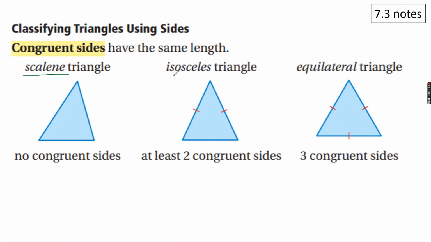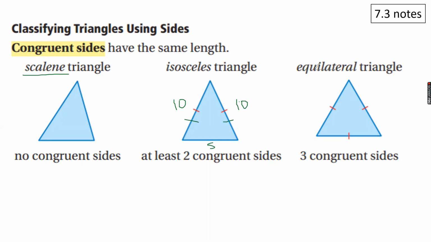An isosceles triangle has at least two congruent sides. If you notice there's little red lines, it's because it's saying that these two sides are the same length. They're the same number. So we could say that this side length is 10, this side length is 5, and we would have to say this side length is also 10 because this one and that one are congruent.